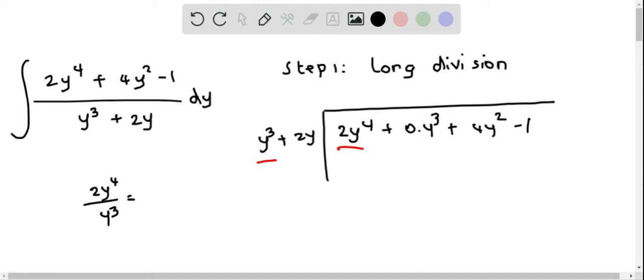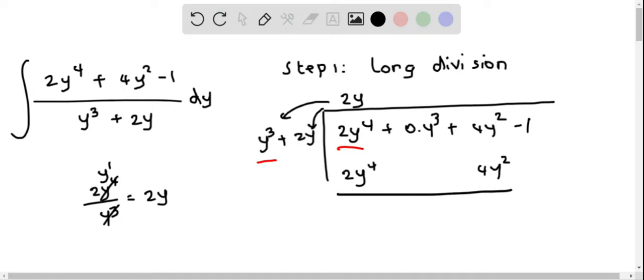This equals, we can divide y power 4 divided by y cube. This will be y power 1 using the law of exponents. And so this gives 2y power 1, or otherwise 2y. We put this 2y in the quotient part. Now we multiply this 2y with the terms of the divisor. So y cube times 2y is 2y power 4. We write below this y power 4 term, and then 2y times 2y is 4y squared. We write it below the y squared term.